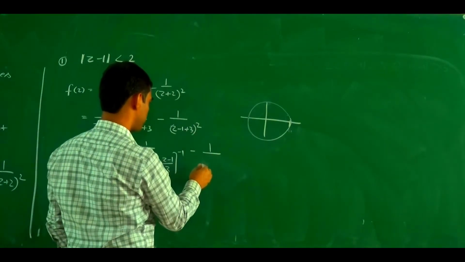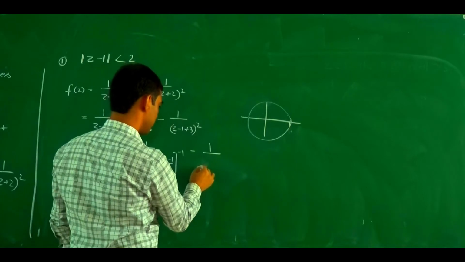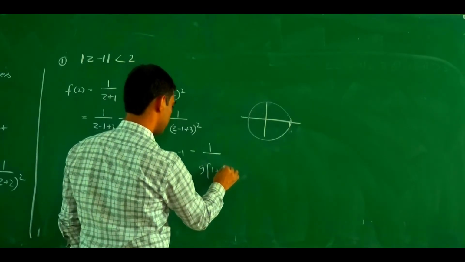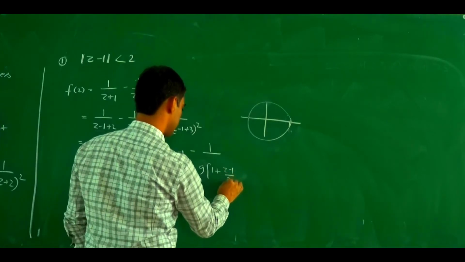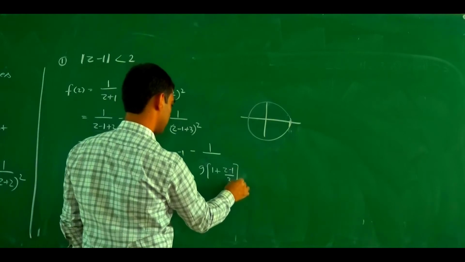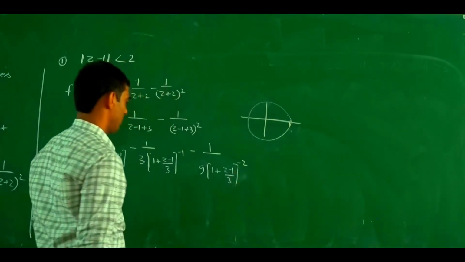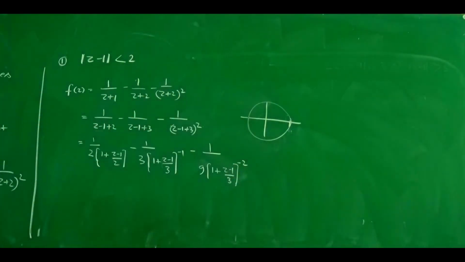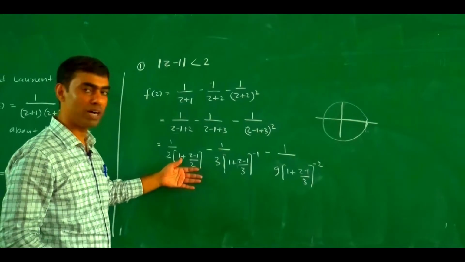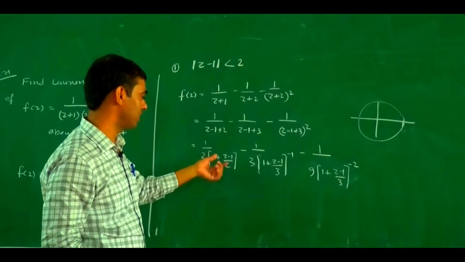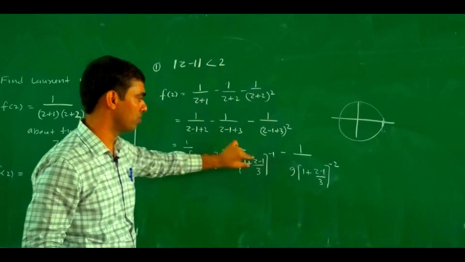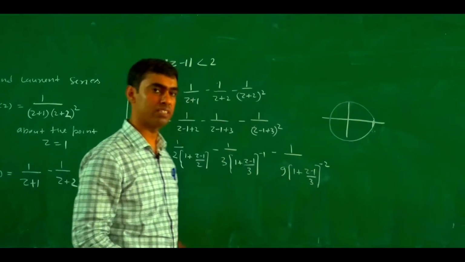1 upon 3 square means 9 outside, then this becomes 1 plus z minus 1 by 3, and this one is squared, and this becomes minus 2. So what is the Taylor series expansion of this one? Sorry, not the Taylor series. What is the binomial expansion of this function? Here we find the binomial expansion, and here our aim is to make this one less than 1.